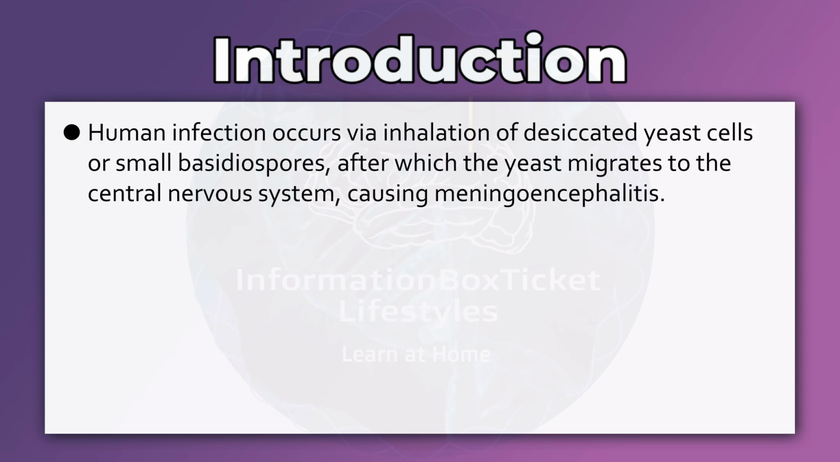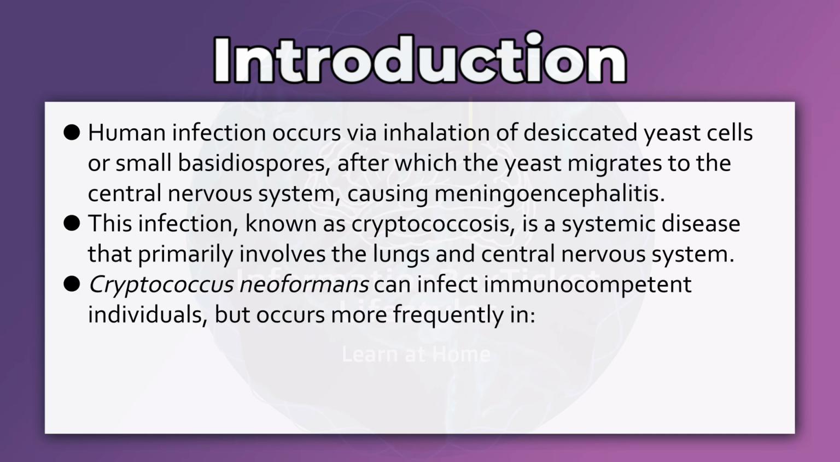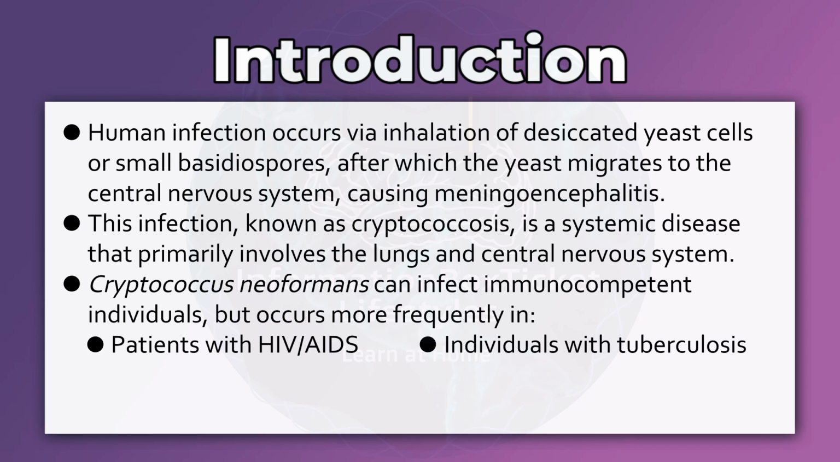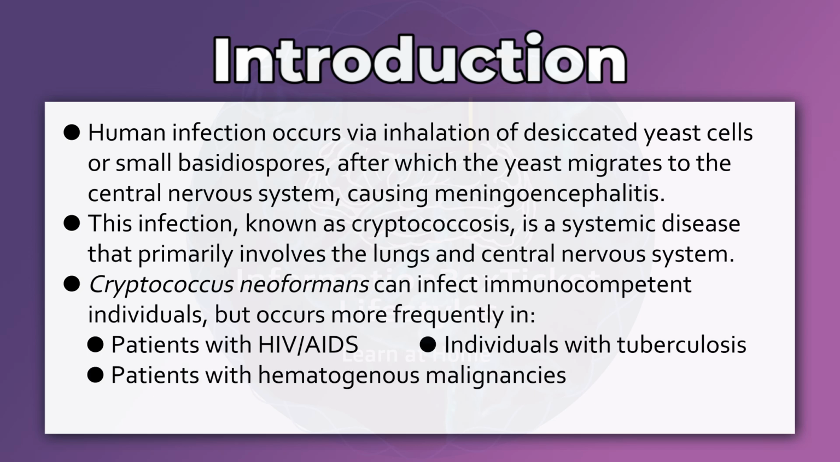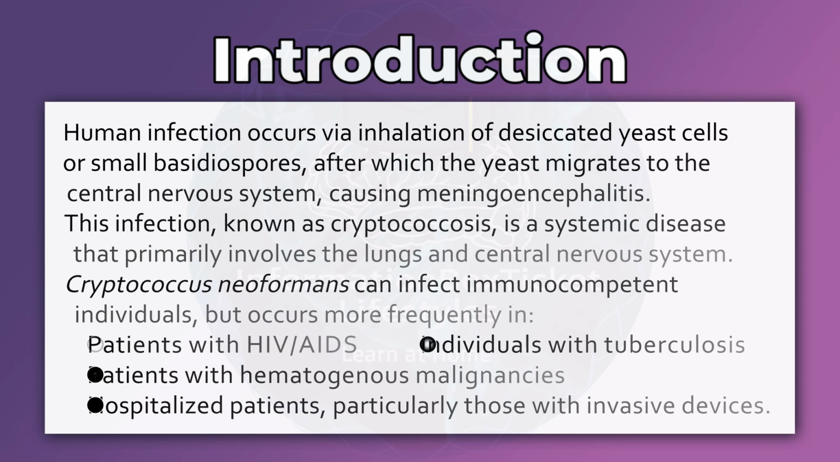Human infection occurs via inhalation of desiccated yeast cells or small basidiospores, after which the yeast migrates to the central nervous system, causing meningoencephalitis. This infection, known as Cryptococcosis, is a systemic disease that primarily involves the lungs and central nervous system. Cryptococcus neoformans can infect immunocompetent individuals, but occurs more frequently in patients with HIV/AIDS, individuals with tuberculosis, patients with hematogenous malignancies, and hospitalized patients, particularly those with invasive devices.